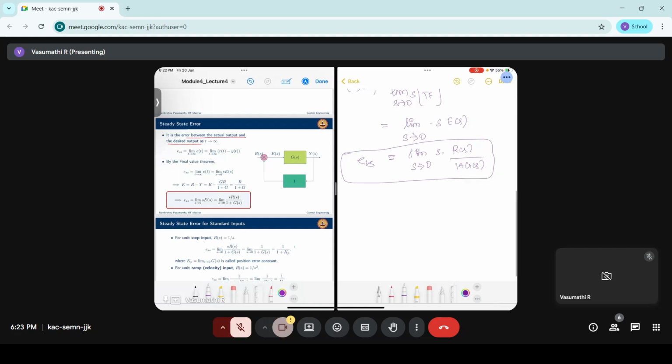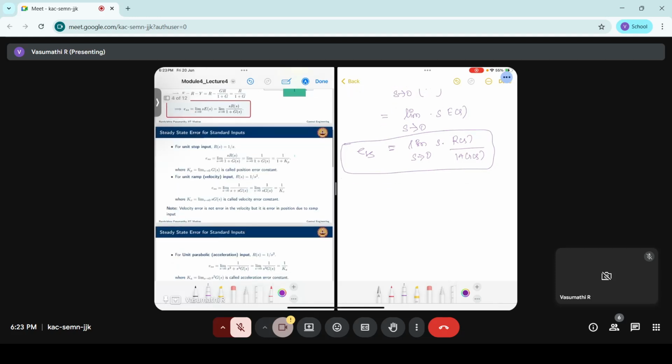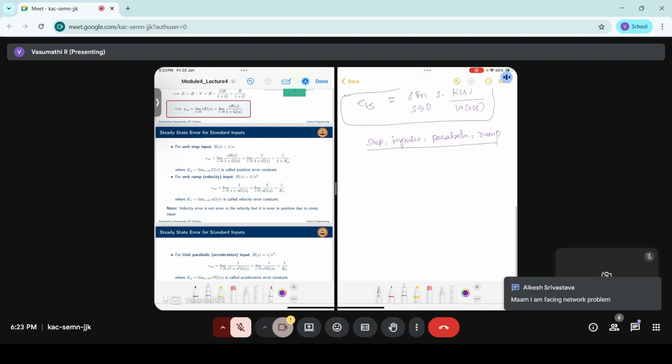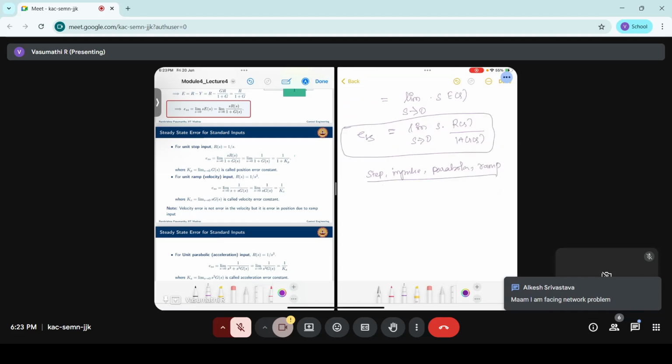Okay, good. Now, there are different standard inputs we have seen so far, right? Most of the inputs will be step, impulse, parabola, or ramp. These are all the 4 common types of control signal inputs we will be interested in. So we are going to see, whenever I am giving one input out of these combinations, how my error would be for some systems, for different systems.